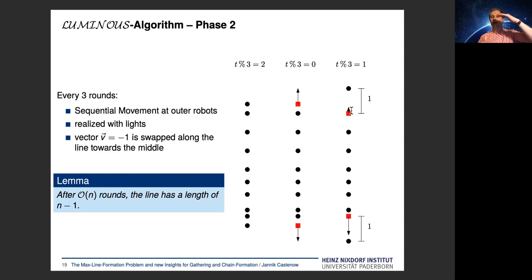So from both sides, 2 vectors of length 1 are swapped towards the middle of the chain, and when they meet, this simply stops, and we have created 2 vectors of length 1 in the chain, and the next movement creates 2 new vectors, and so on, such that after O of n rounds, the line has the length of n minus 1.